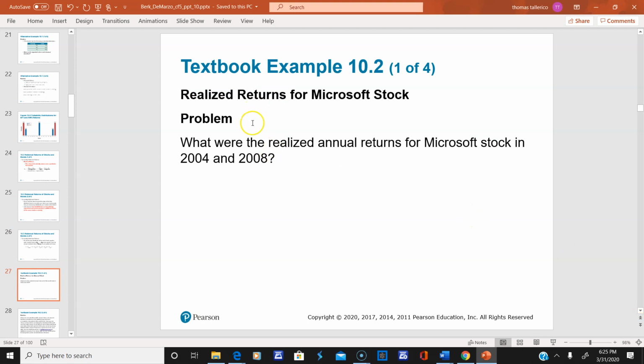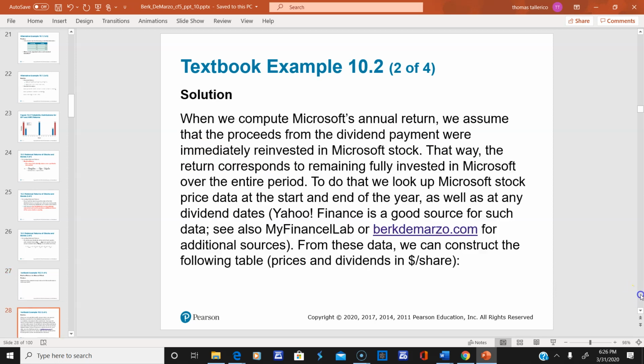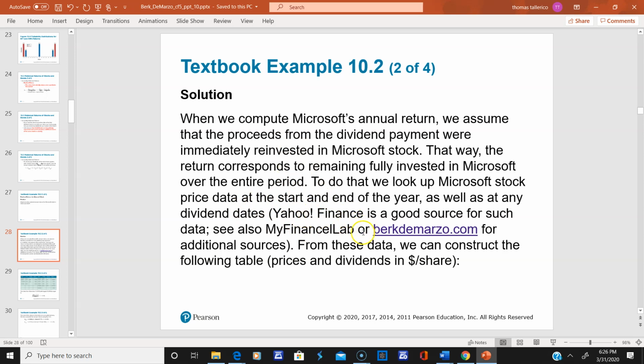Okay, so let's go over this example here. It's quite straightforward. You have Microsoft stock. What were the realized annual returns for Microsoft stock in 2004 and in 2008? You have to get the data, and you can get it from Yahoo Finance, and you can make a table of the stock. You just have to go online and hunt it down. You can go to a lot of different places: Yahoo Finance, MyFinanceLab, or BurkeDeMarzo.com for additional resources.